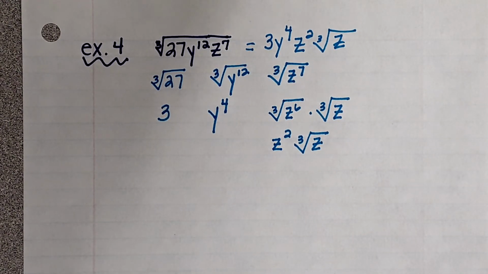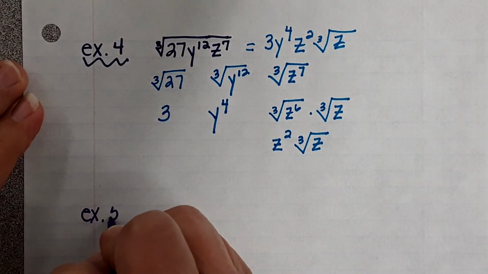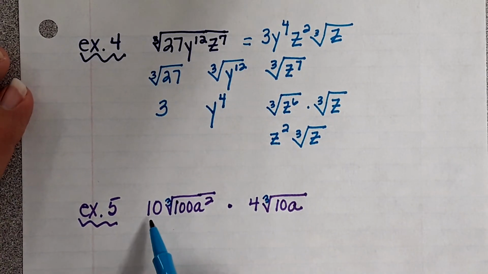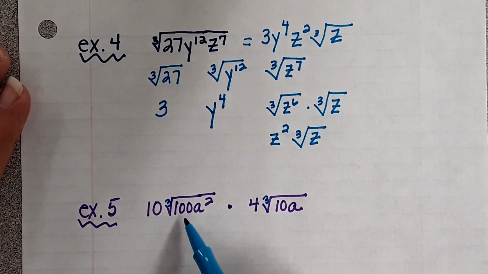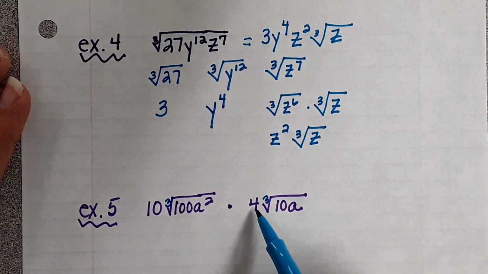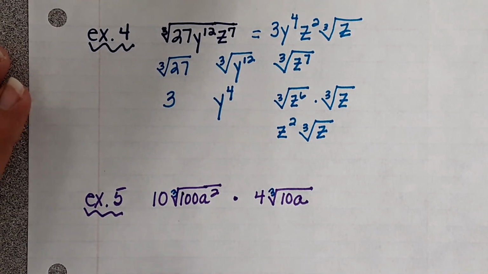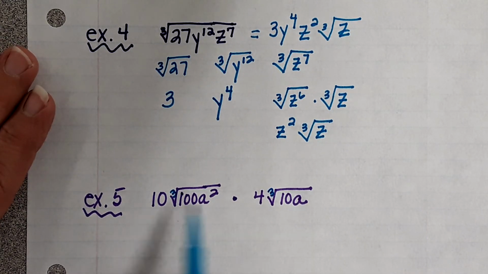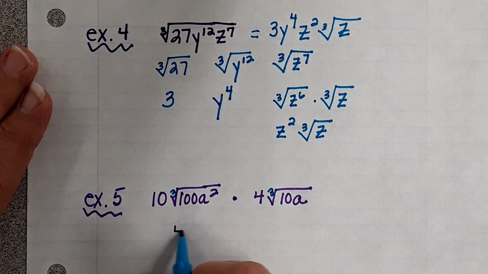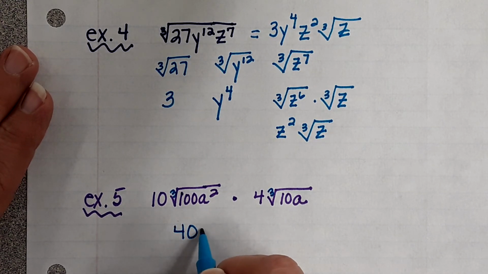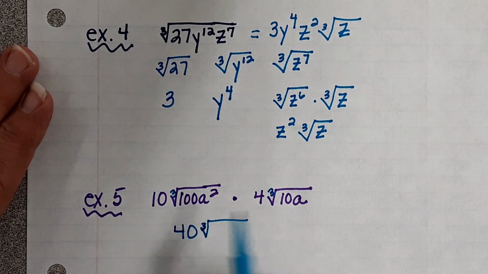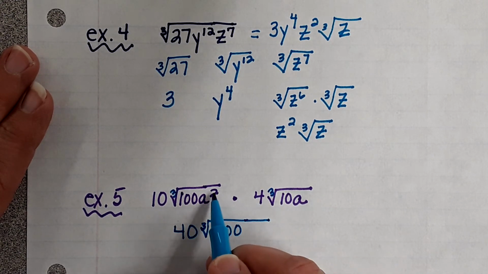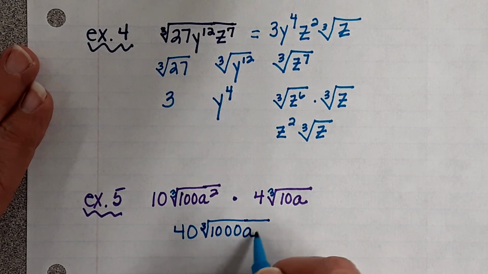I want to do one more example with you, just to show you what happens when you multiply, okay? So I have 10, the cube root of 100 a squared, times 4 cube root of 10a. Okay, you guys, even if these were squared, you're going to do the same thing. These match, so now we're going to multiply the outside numbers. So 10 times 4 is 40. Okay, you're going to put the 3 here. 100 times 10 is 1,000. And then a squared times a is a to the 3rd.